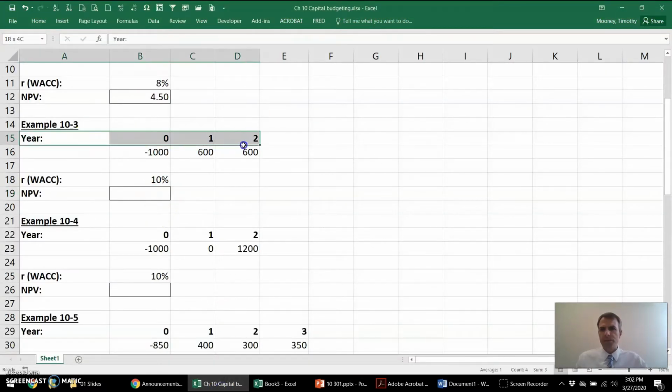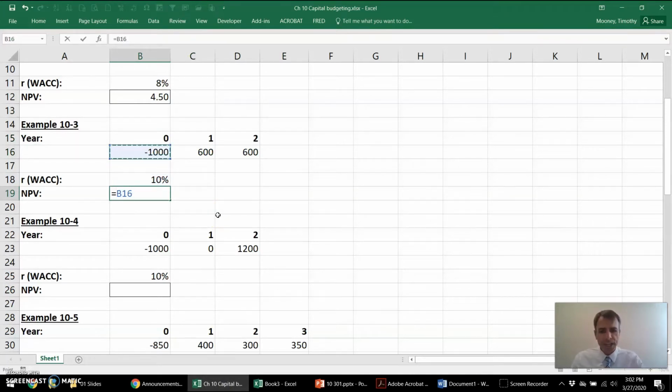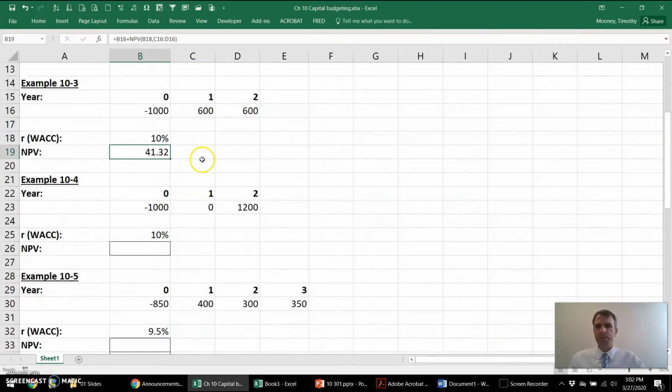So here's the cash flows for that project. And to do it correctly, we say equals the first cash flow plus the NPV function. And remember the two arguments. The first argument is the discount rate, the firm's weighted average cost of capital, 10% in this case. And the second argument is the range of future cash flows. 41.32, there's a positive NPV project. That would increase firm value if we pursued it and if it went on as planned.